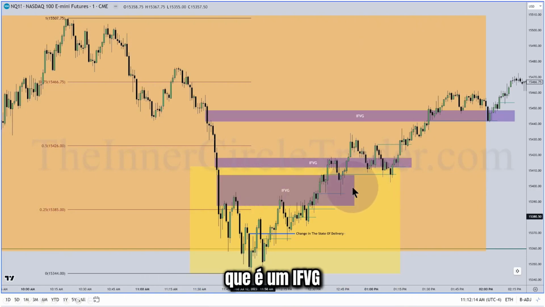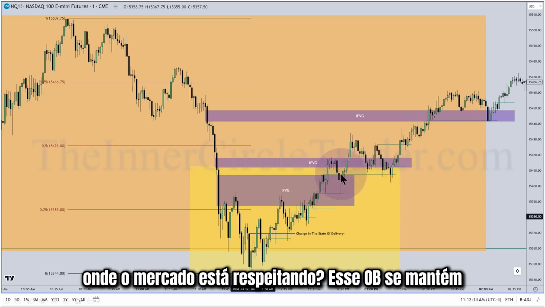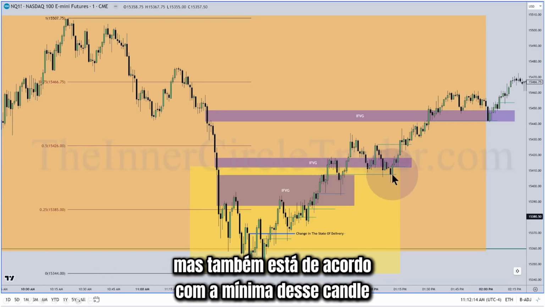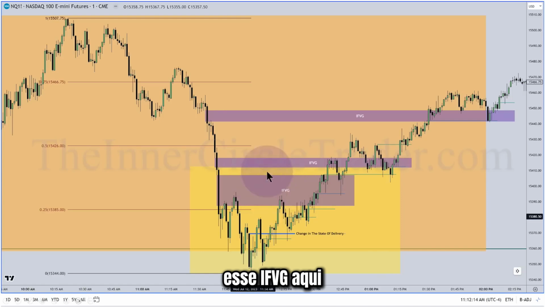This one is 2 times, but returning back into what? This fair value gap, which is an inversion fair value gap. You would take this, extend it over. What is it respecting? This order block still, that's a reclaimed order block, but it's also in concert with this candlestick's low. It's respecting that old gap. So that makes this an entry off of what? This inversion fair value gap right here.